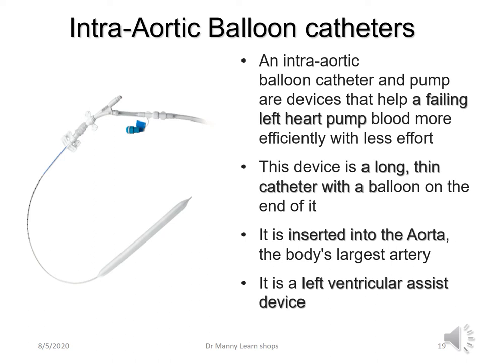And this device is a long, thin catheter with a balloon on the end of it. And it's inserted into the aorta, which is the body's largest artery, into the descending aorta. Sometimes it can be inserted into the thoracic aorta via the subclavian artery. However, this is uncommon, and typically there would probably be a problem with the femoral artery or something that may be a problem in the descending aorta.